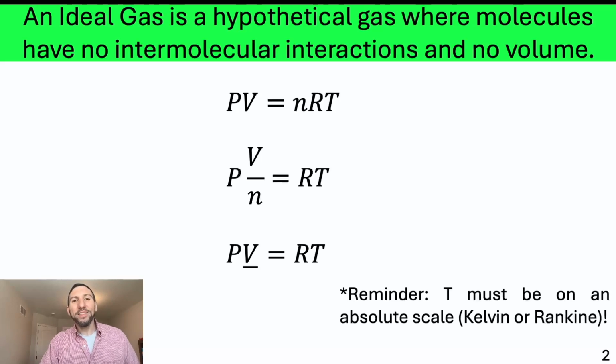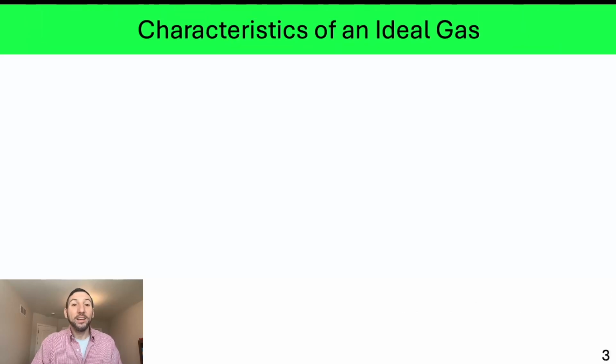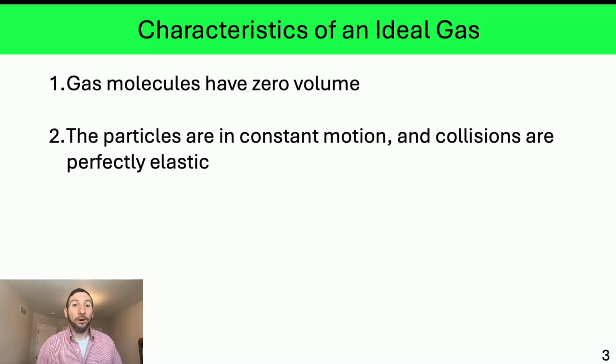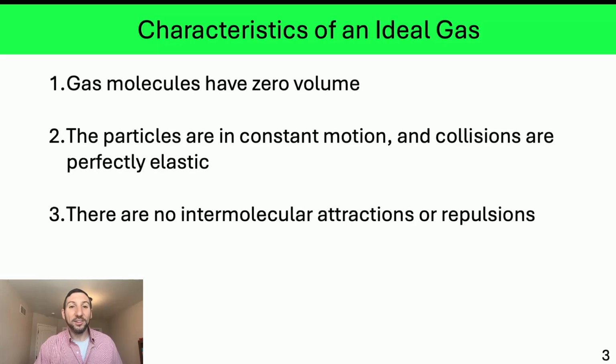Now, with the ideal gas law, as we've talked about, there are several characteristics that go with an ideal gas. The first one is that gas molecules have zero volume. The second one is that the particles in an ideal gas are in constant motion. Collisions are perfectly elastic. All the energy is retained when the particles collide and they keep bouncing around in your container. And the third one is that there are no intermolecular attractions or repulsions.